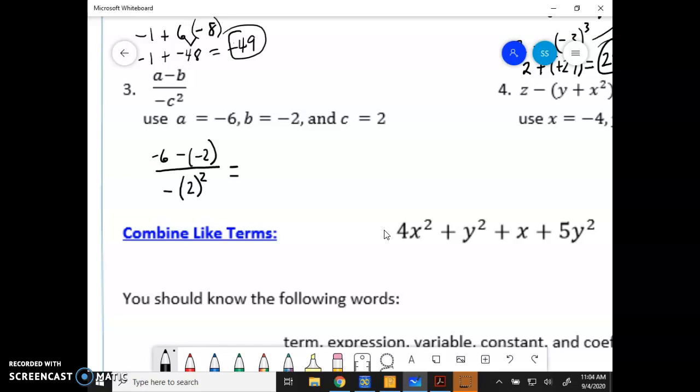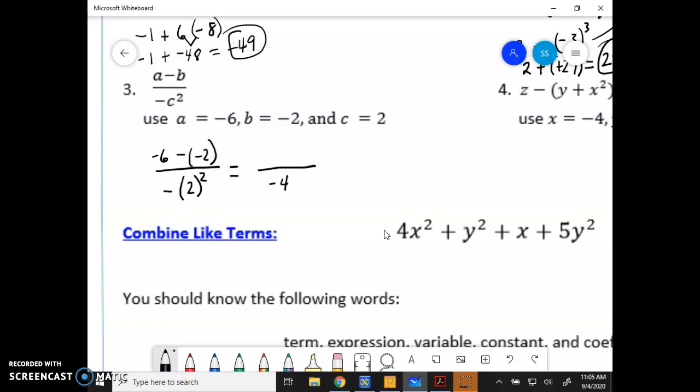All right, so this is a grouping symbol, so I would not try to square this and then divide. We want to solve on the top and on the bottom first. All right, so I should do the bottom first because we've got some exponents. So 2 squared is 4, and then the negative out in front makes that positive 4 negative.